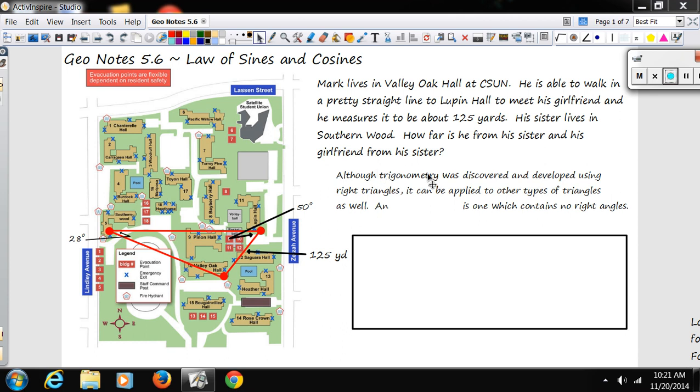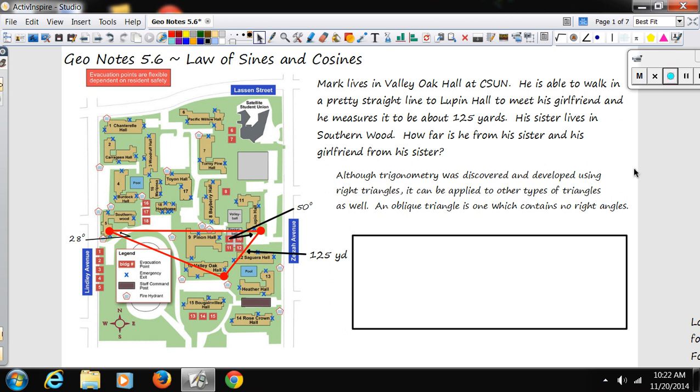So although trigonometry was discovered and developed using right triangles, for SOH CAH TOA, right? And we can solve right triangles, SOH CAH TOA. It can also be applied to other types of triangles as well. And the blank right here, an oblique triangle, is one which contains no right angles. So an oblique triangle is a triangle that has no right angles. Now we have special names for triangles. We have acute triangles, obtuse triangles, scalene triangles, isosceles, all that kind of stuff. Oblique just means there's no right angles in it. That's all it means. It's not a right triangle.